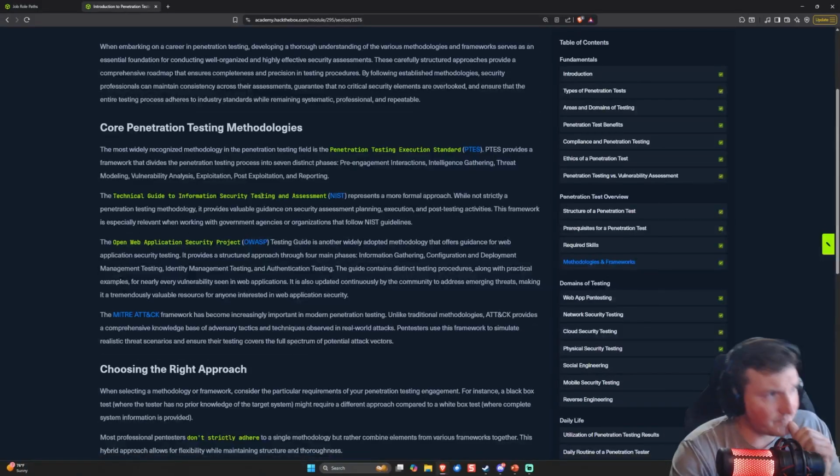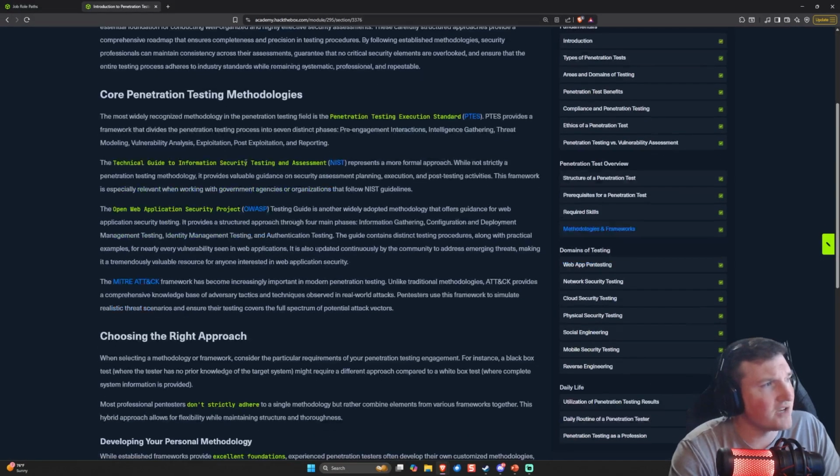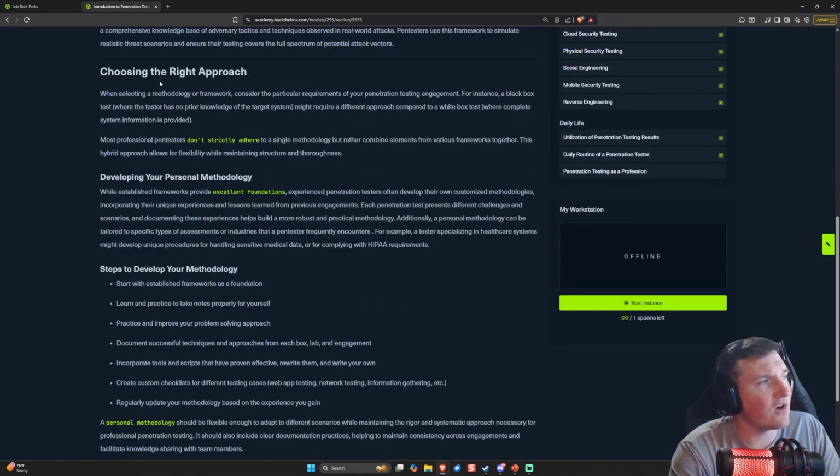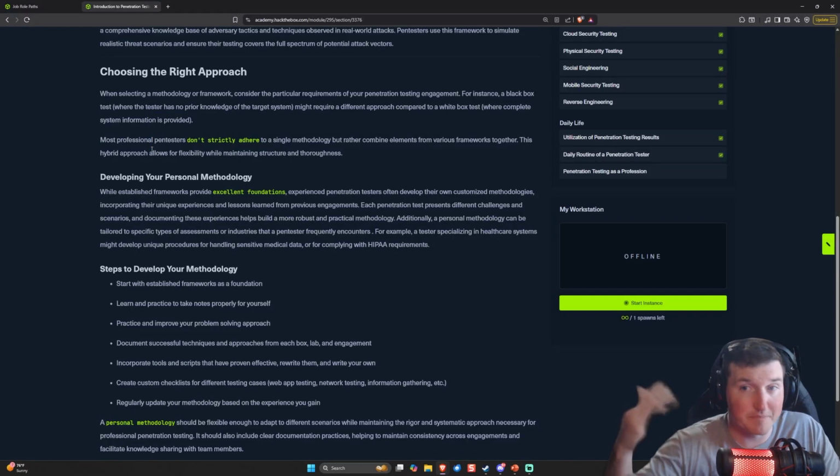Methodologies and frameworks. You can use the PTES, the Penetration Testing Execution Standard. You can use the Technical Guide to Information Security Testing, which is NIST. You can use the OWASP Top 10, the MITRE ATT&CK Framework. You can use all these different things, right? And use your own methodology, whatever, as long as you're using a repeatable methodology.